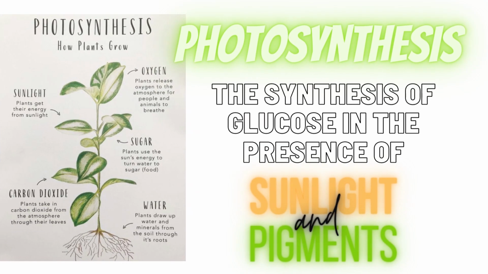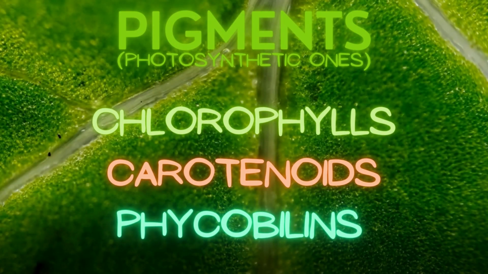So, let's begin. Now, photosynthesis in higher plants. If I define this term, photo means light, synthesis means to form something. So photosynthesis is a synthesis of glucose in the presence of two things. First, the sunlight, and second, the pigments, or more accurately, the photosynthetic pigments. There are three types of these pigments: chlorophylls, carotenoids, and phycobilins.